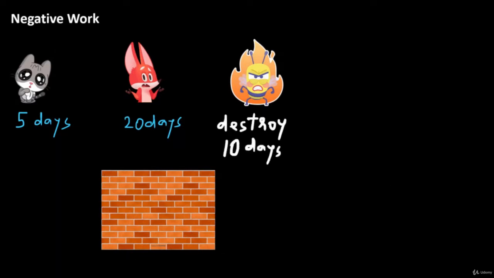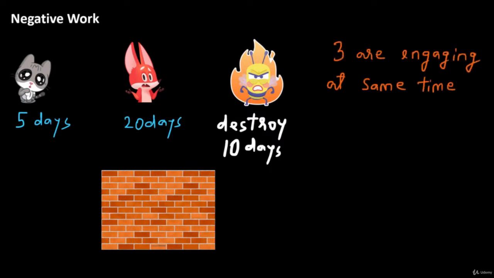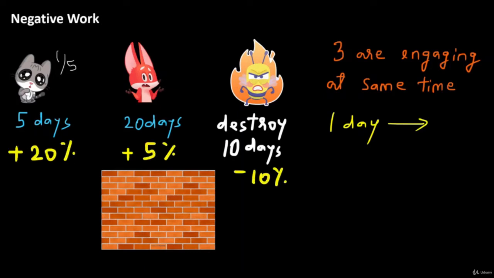Alright, now what is happening if all the three are engaging at the same time? Let's think what's the effect in one day. Alright, so in one day we can see that Cat would be building 20% of the wall, right? Why is that so? That would be 1 by 5, right? Because the cat would take 5 days to build the whole wall by himself. So cat would be doing plus 20% of the work. Fox would be doing 1 by 20, that is plus 5%, and B would be doing minus 10%, that is B would destroy 10% of the wall in one day, right?